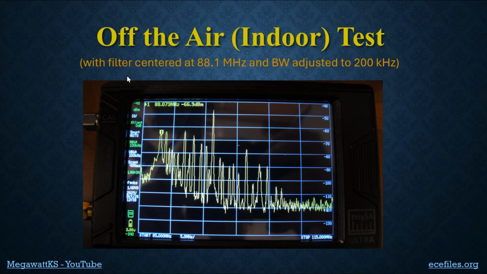So here's what we get with the filter centered at 88.1, that minus 85 dBm signal, and the bandwidth adjusted to 200 kilohertz. The minus 85, which is both signal and noise, has gone out to about minus 65, so about 20 dB of gain. This is what we expect.